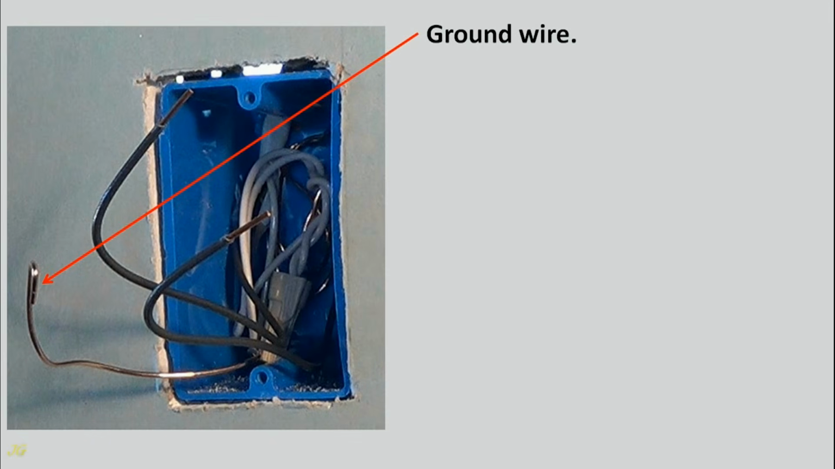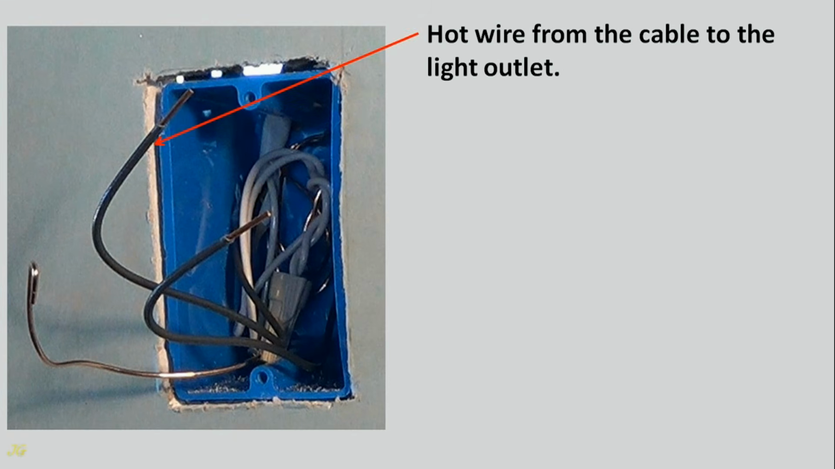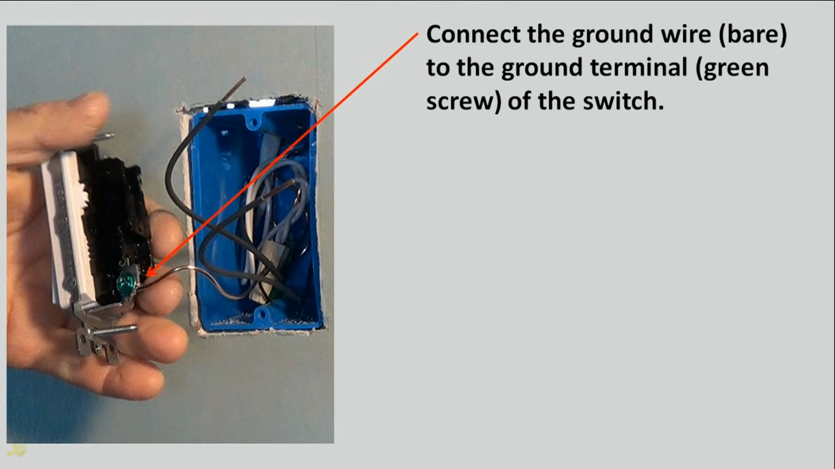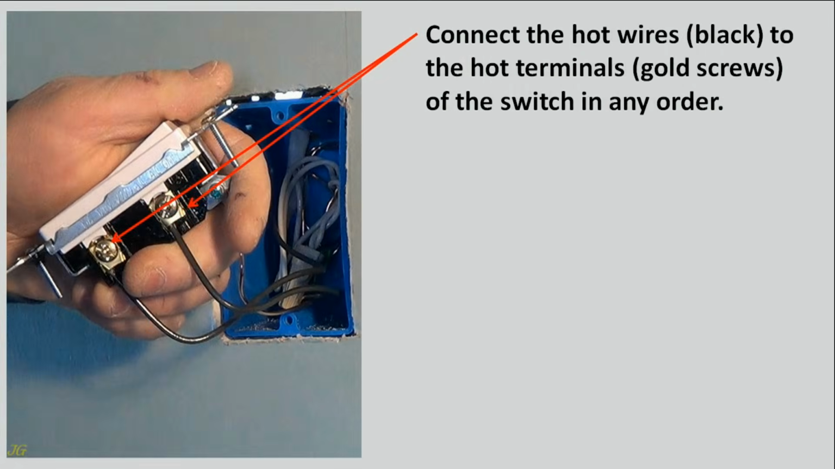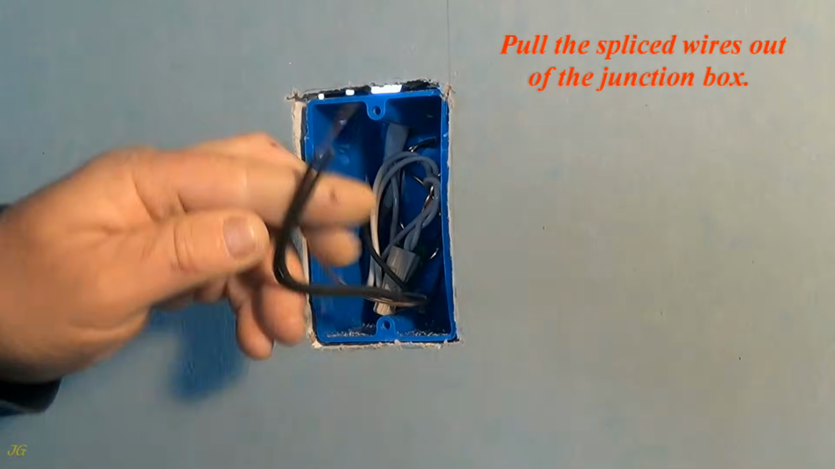Ground wire. Hot wire from the cable from the power source. Hot wire from the cable to the light outlet. Connect the ground wire, bare, to the ground terminal, green screw, of the switch. Connect the hot wires, black, to the hot terminals, gold screws, of the switch in any order. Pull the spliced wires out of the junction box.